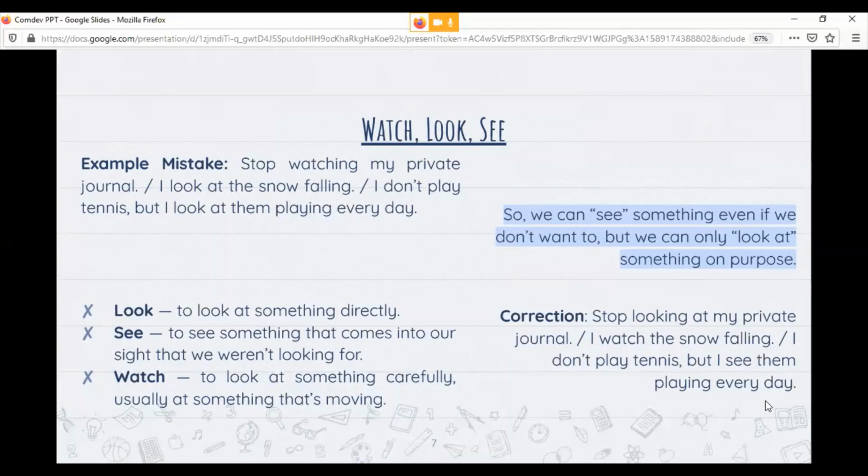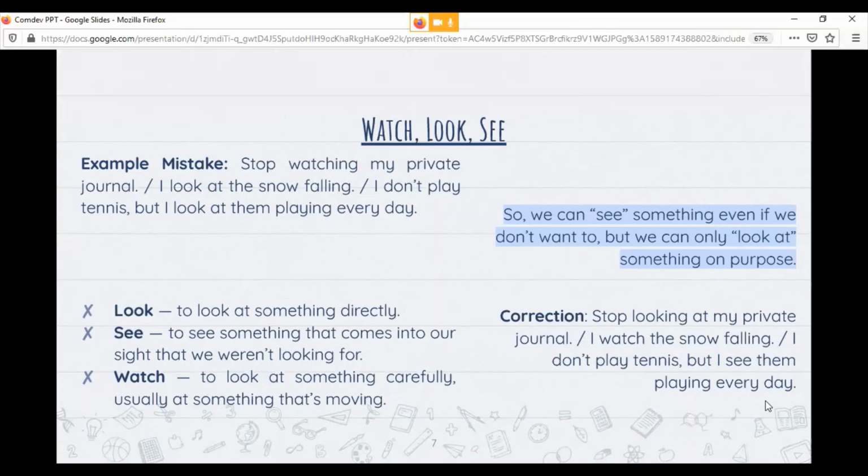For example, the word look is to look at something directly. The word see is to see something that comes into our sight, but something that we don't look at purposefully, usually by accident. Watch is to look at something carefully, usually at something that's moving, which means that we have a purpose in watching the event or thing that's currently going on. So if we could correct it, it's going to be like this. Stop looking at my journal, because we're directly looking at the thing called journal.